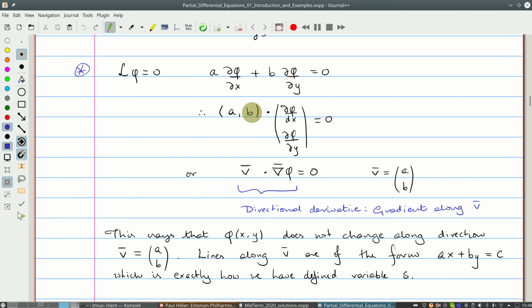So then if I define this to be the vector v, then we have v dotted with the gradient of phi is 0. This is called the directional derivative. It's the derivative of phi along the direction given by this vector v. And what we are saying is that this directional derivative of phi is 0, which means phi does not change along this direction. It must change along a direction orthogonal to this. And this is why phi turns out to be a function of the coordinate t.